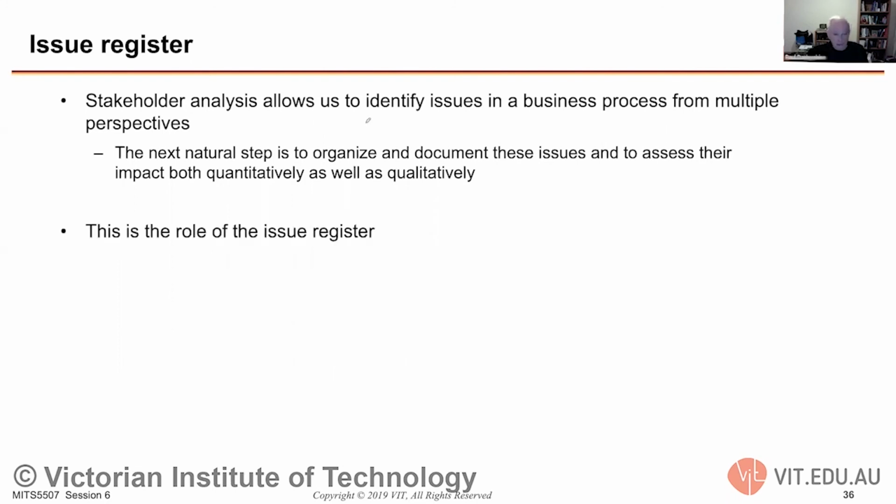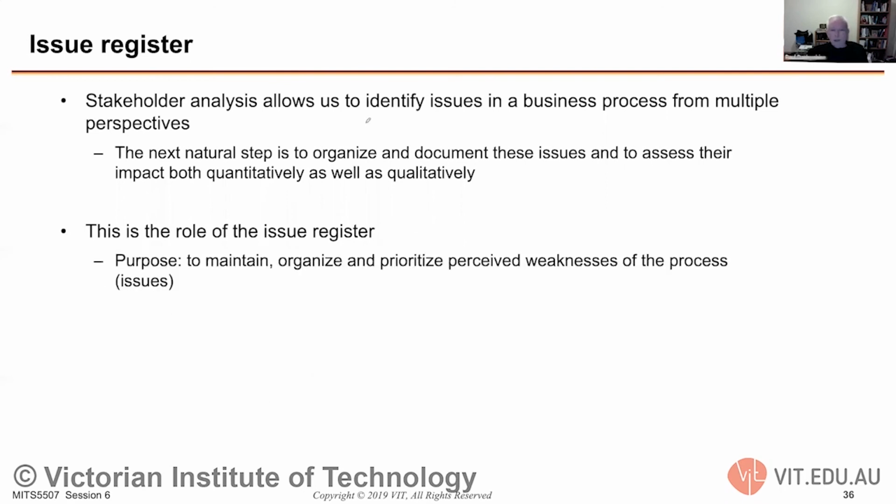Okay, so the key role of the issue register. Its main purpose is to maintain, organise and prioritise any weaknesses we can see in the process, so any issues which have arisen. We also document in the issue register the sources of the issue. So when an issue arises, we find out what causes the issue. Where does it come from? Sometimes it's not quite so obvious where an issue might come from.